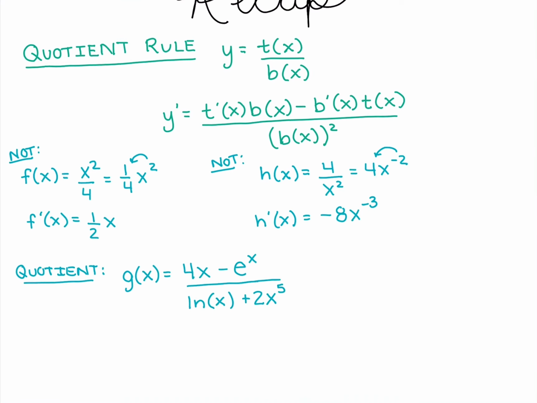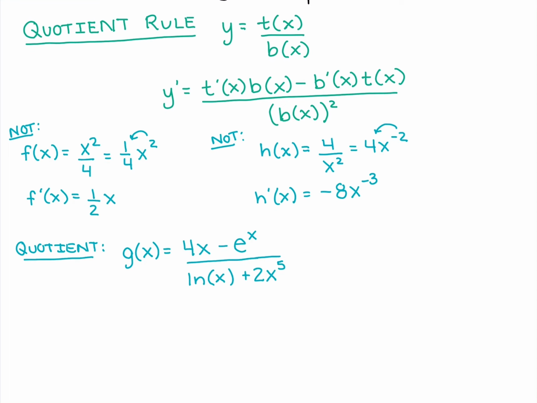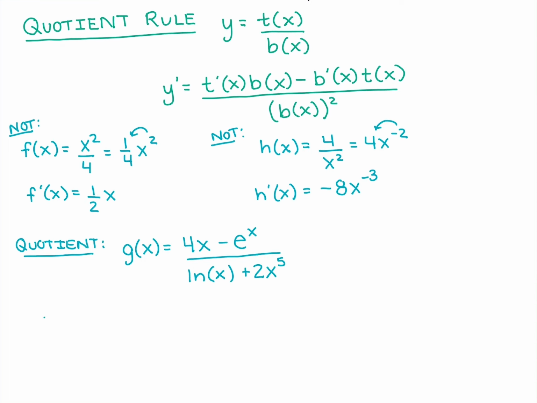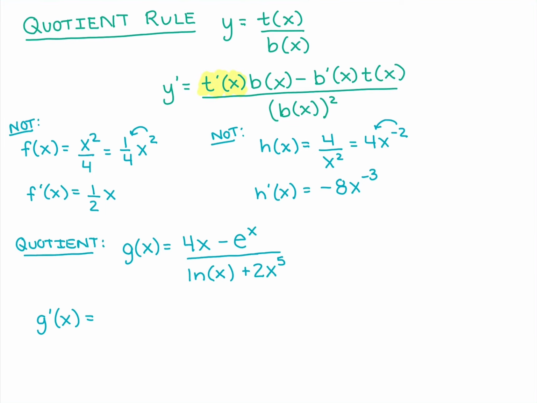Now we have x's in both the top and the bottom, and we are definitely going to want to apply this quotient rule. We're going to call it g prime of x, and just go through piece by piece. We're going to have a derivative times an original, very similar to the product rule, but order matters. We need to take the derivative of the top first. So derivative of the top, derivative of 4x is 4, minus the derivative of e to the x is e to the x. So we have the derivative of the top gets multiplied with the original bottom, ln of x plus 2x to the fifth.